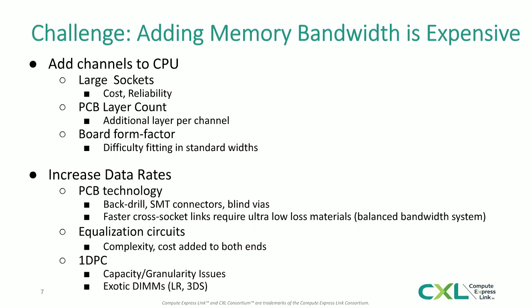And finally, as data rates keep going higher, 2 DIMMs per channel is becoming increasingly difficult to support. And that brings its own issues in terms of how to support different size DIMMs to get the system capacity that you need. And you cannot have mixed DIMMs in a channel anymore because you only have one DIMM. So then the only way to get capacity is to go with exotic DIMM types like LR DIMMs or 3D stacked DIMMs.